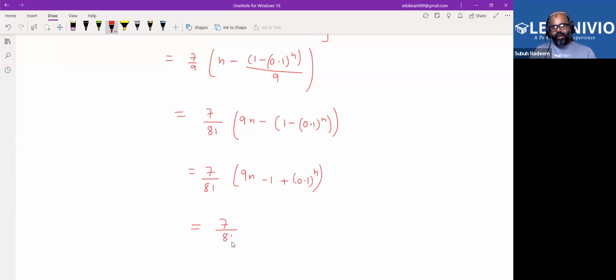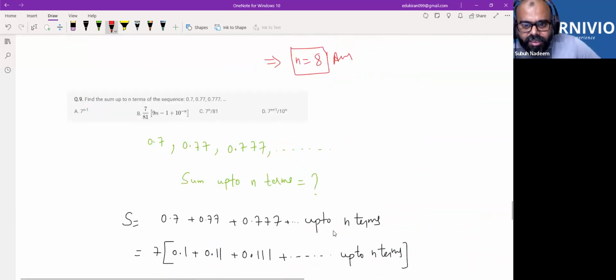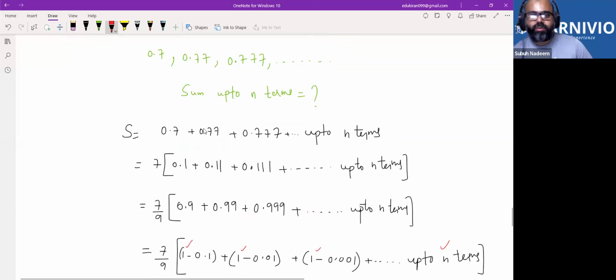I will let you write all of those things. First, let us complete it. 9n minus 1. 0.1 is 10 to the power minus 1, that is 1 by 10. So you can write it as 10 to the power minus n. Now let us see 7 by 81, 9n minus 1, 10 to the power minus n, which is option B is our answer. Now you can write it down. And similar type of questions you have to approach in this manner.